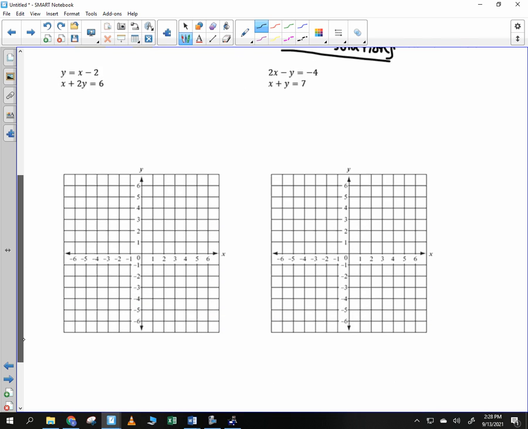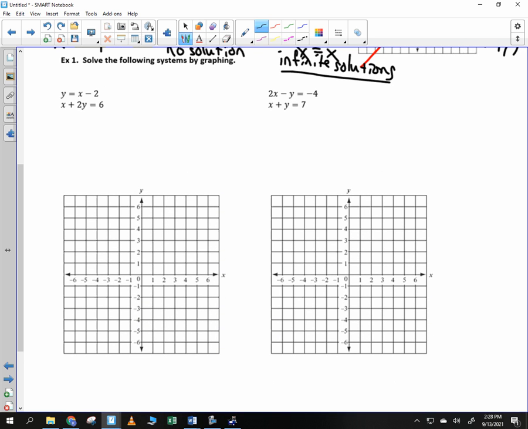Okay. It says solve the following systems by graphing. There are three ways to solve systems. We're going to take you through the first one, which is by graphing. I graph y equals x minus 2. So I go down 2, and then I use my slope. I move up 1 and over 1.